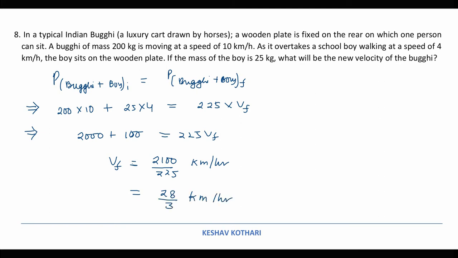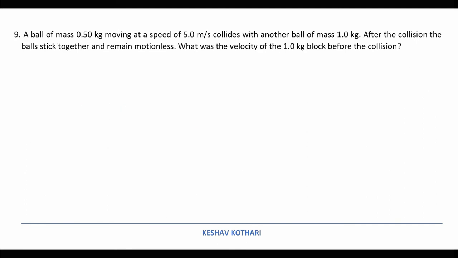So for this particular problem, 28 by 3 kilometer per hour is the correct answer. Let us move to the next one. A ball of mass 0.5 kg moving at a speed of 5 meter per second collides with another ball of mass 1 kg. After the collision, the balls stick together and remain motionless. What was the velocity of the 1 kg block before the collision?